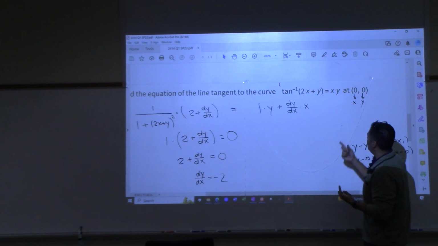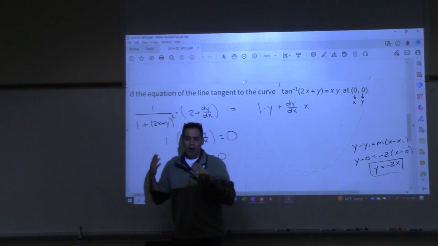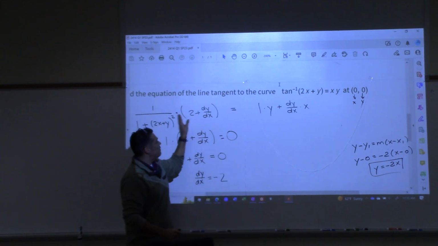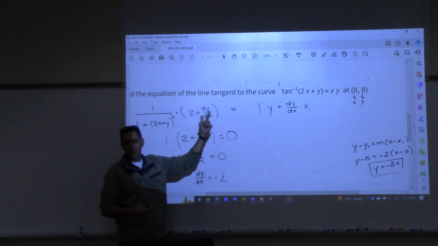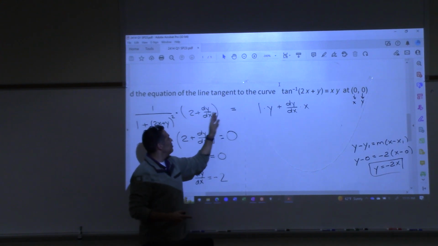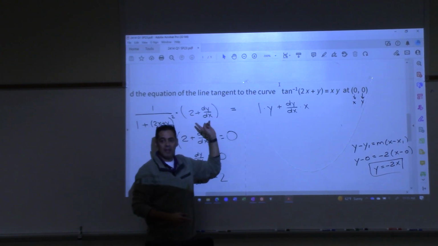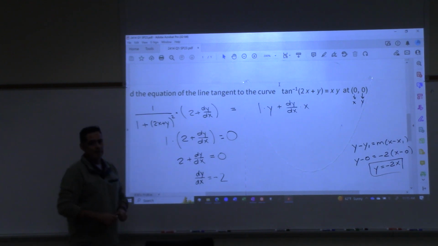But here, because I'm giving you a point and asking for the equation of the tangent line, all you need to know is what the value of this equation becomes when you replace x with 0 and y with 0. So all you have to do is replace all your x's and y's with zeros and then solve for dy/dx. It's easier to do it that way.